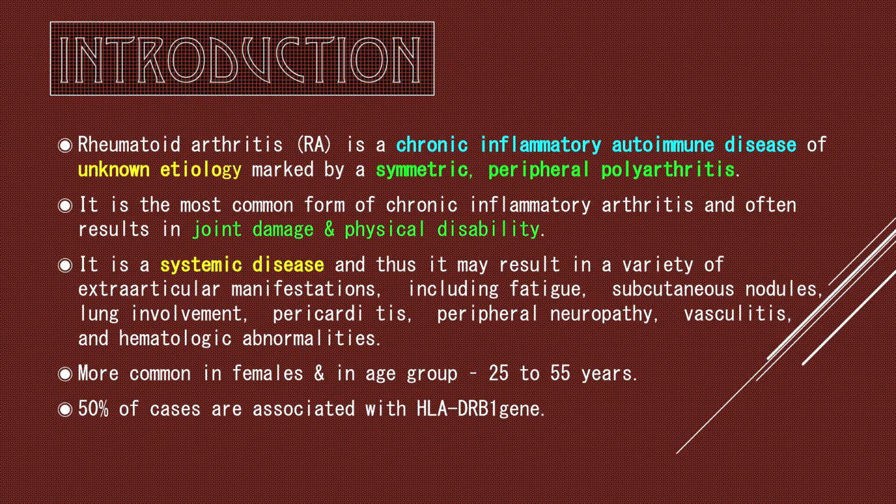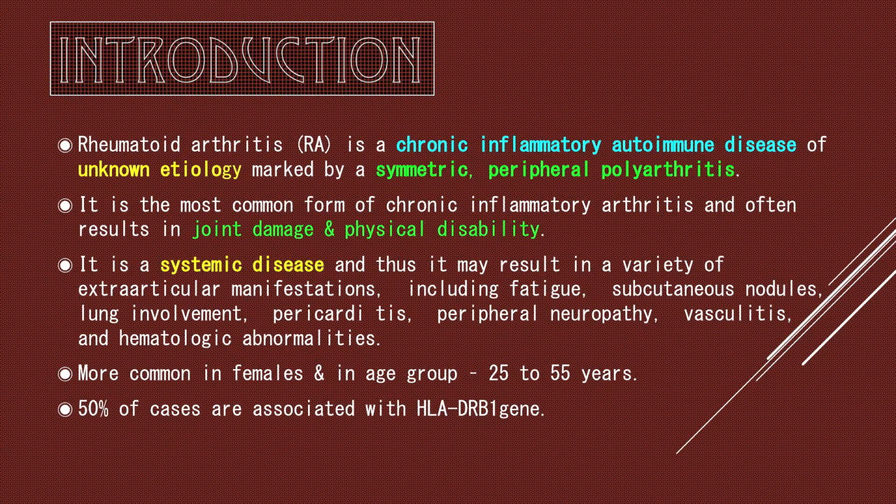So it is a chronic inflammatory autoimmune disease which is of unknown etiology and is characterized by symmetric peripheral polyarthritis. Symmetric means the disease is present on both sides of the body. That means if the right finger is affected, then the left finger is also affected. So it is symmetric. And second, it is peripheral. It is present mostly in the peripheries, in the hands, in the elbow, or in the peripheral skeleton.